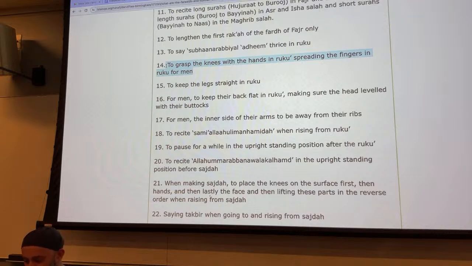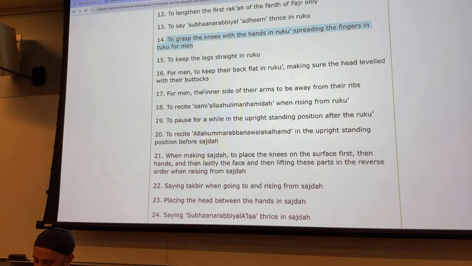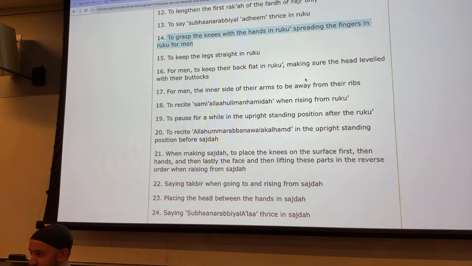So you're going to grasp the knees. You keep the legs straight when you are in the bowing position, meaning you're not kicking your legs, right? Everything is about stillness.